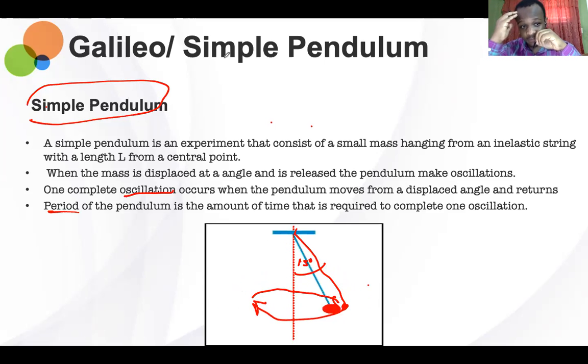So the simple pendulum, Mr. Brown asked me to go over it again, is an experiment where we hang a string. Let's hold the string right here with our hands. We hold the string and we attach a mass to it.